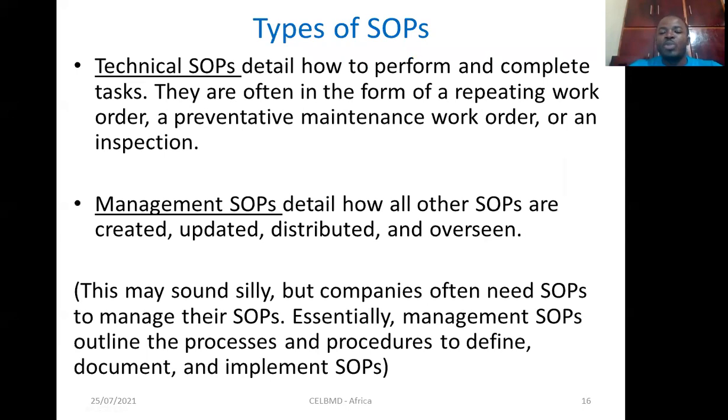There are two basic types of SOPs: the technical SOPs and management SOPs. The technical SOPs explain how a particular task is completed. And they are normally in the form of repeating work orders and conducting preventive maintenance, or they are also used for inspections.